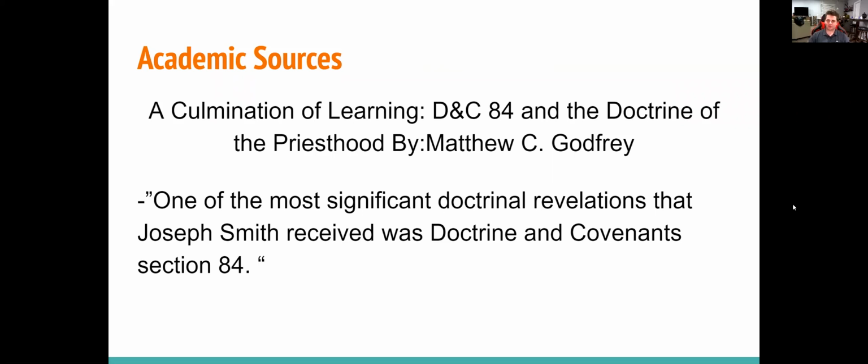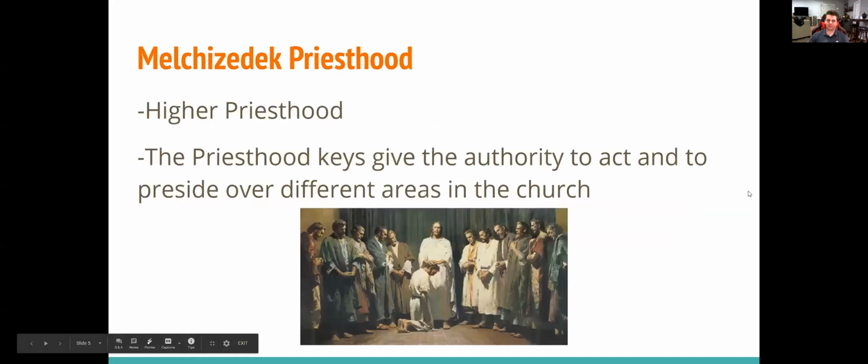But basically what he goes on to talk about is how this section gives many explanations about the different keys of the priesthood, and specifically the Melchizedek priesthood, that we didn't know before. And it just highlights the importance of it and why it's completely necessary for our church. Without it, the church just wouldn't be the same as it is today. So this is one of the main reasons why we have the Melchizedek priesthood, and this quote really highlights the importance of it.